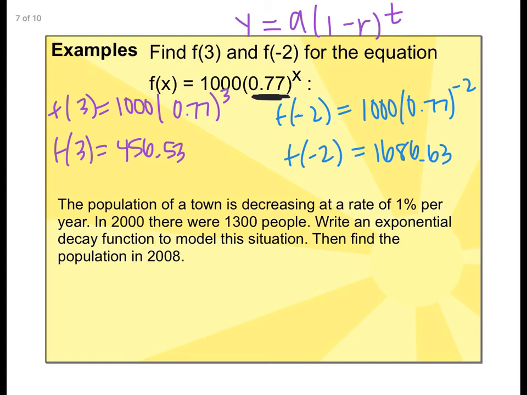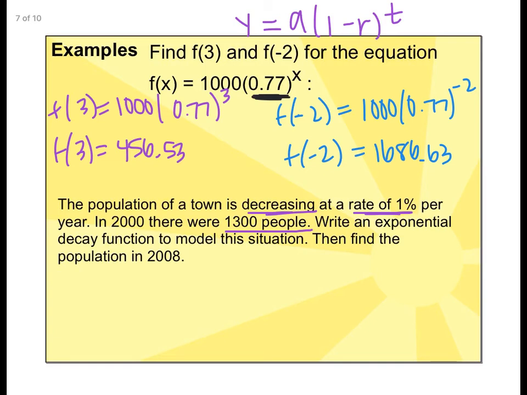Okay, second example says the population of a town is decreasing at a rate of 1% per year. In 2000, there were 1,300 people. Write an exponential decay function to model the situation, and then find the population in 2008. So again, important information: it's decreasing at a rate of 1% per year. We started in 2000, and there were 1,300 people. Write an exponential decay function to model this situation.